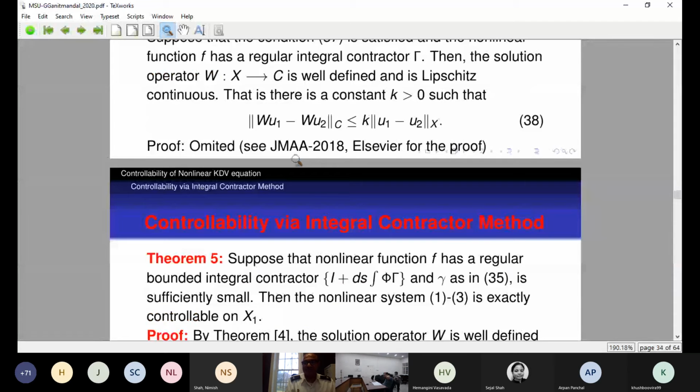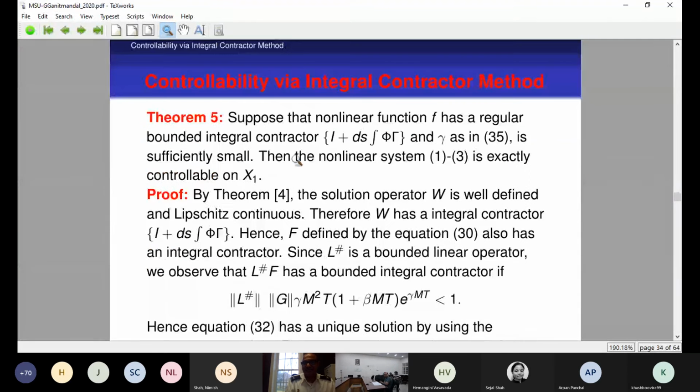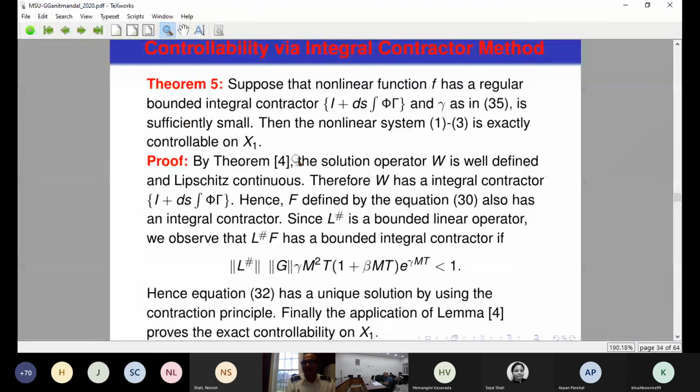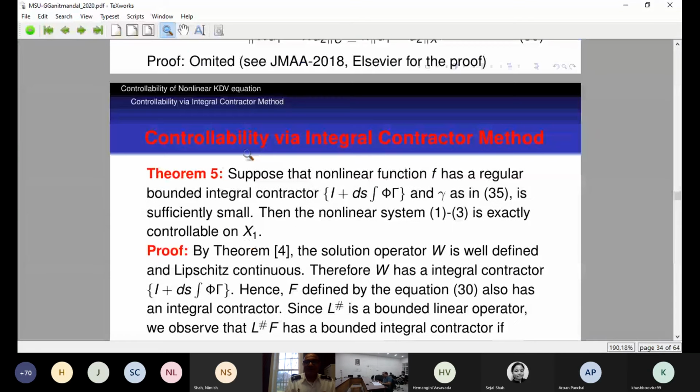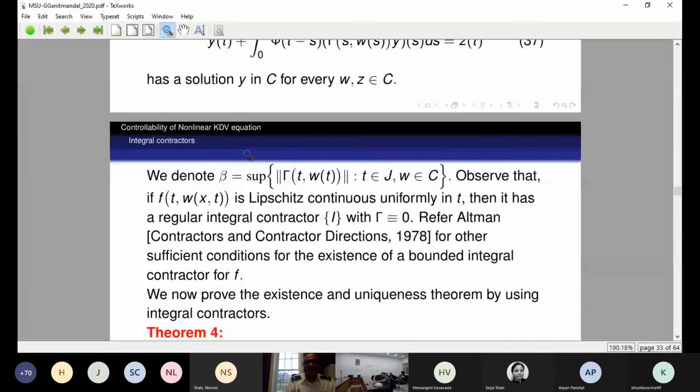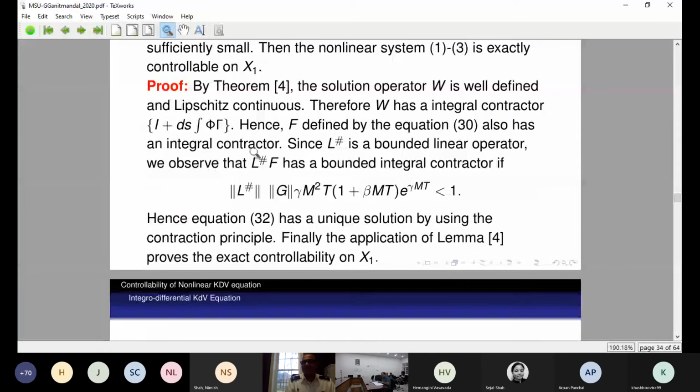Once you have W Lipschitz continuous, then things are really very simple to prove the exact controllability using the integral contractor. So suppose that the nonlinear operator f has a regular bounded integral contractor Gamma, and gamma, whatever we have defined in the definition of integral contractor, is sufficiently small. Then the nonlinear system 1, 2, 3 is exactly controllable on my space X1. So just by using this theorem 4, we can say that the solution operator W is well defined and Lipschitz continuous.